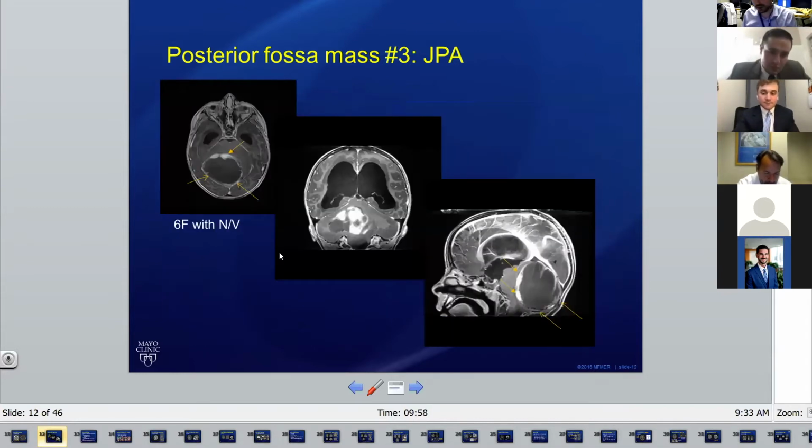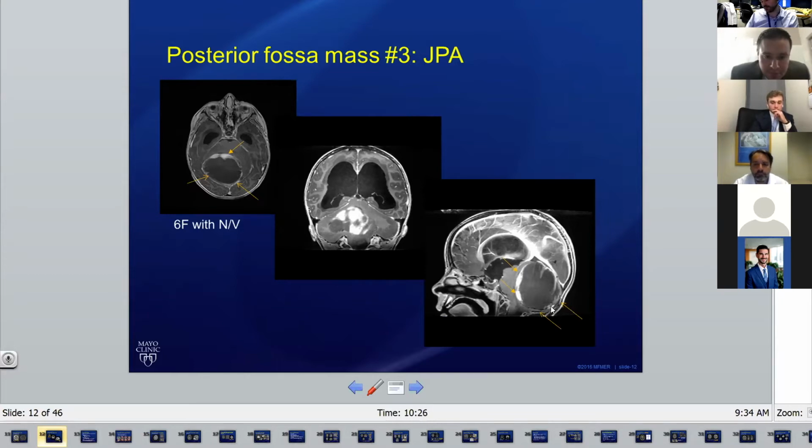So here's a more extreme example. JPAs can be quite large because the cysts tend to fill with fluid over time. This is a 6-year-old girl who presented with nausea and vomiting. And you can see this enormous posterior fossa cyst that basically completely obliterates the cerebellum. There is this nodular mural enhancement here where the tumor probably began. And unlike the last case, you can see a lot more mural enhancement along the cyst wall here. So this probably does contain tumor.